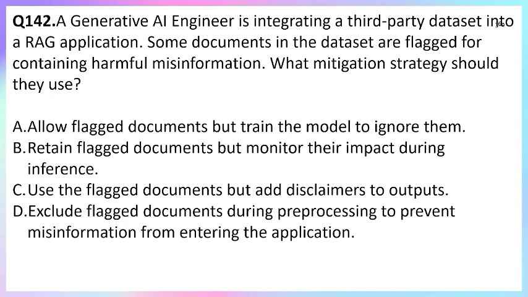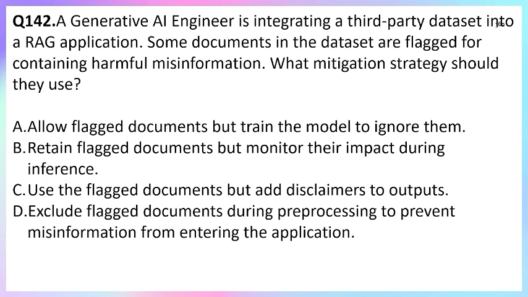Allow flagged documents, but train the model to ignore them. This is not perfect. This is only partially right, because you are allowing it, meaning it is going into your RAG model, and only after that you ignore it. This is not the correct one, right? So option A is incorrect. Option B, retain flagged documents but monitor their impact during inference, means those documents have misinformation in them, and during the process we are only monitoring. So this is also not the correct way.